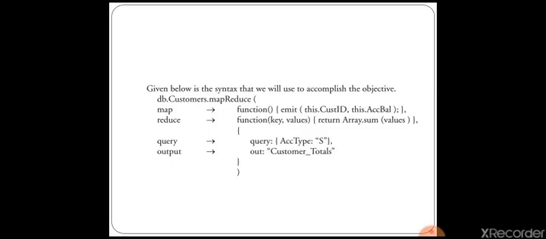Now we have the syntax for this MapReduce: db.customers.mapReduce. The map function: function emit this.customerID, this.accountBalance. The reduce function: function key, values, return Array.sum(values), query account type S, and output will be customer totals. So the map function, where map is equal to function emit this.customerID, this.accountBalance, and the reducer function, where reduce is equal to function key, values, return Array.sum(values).